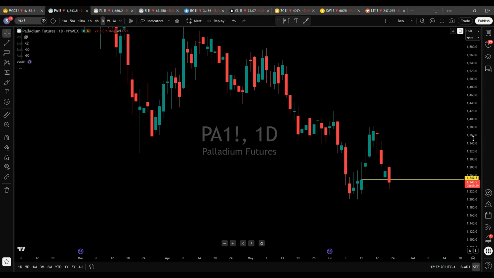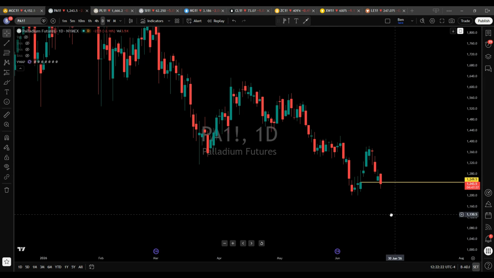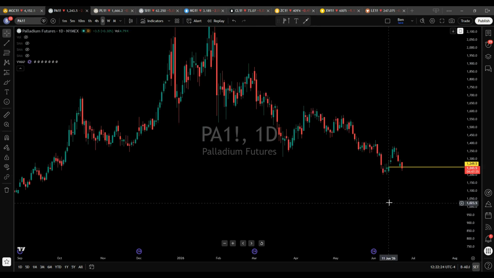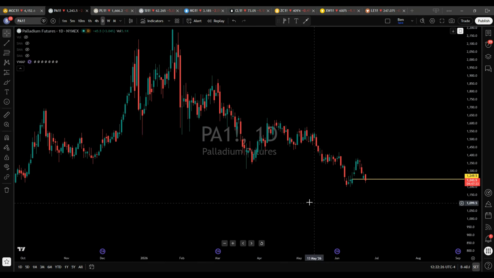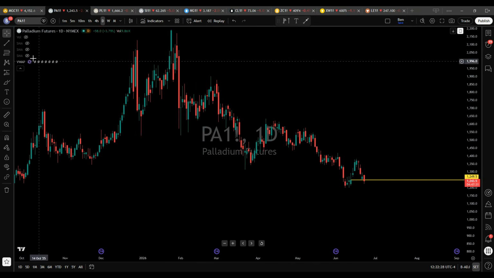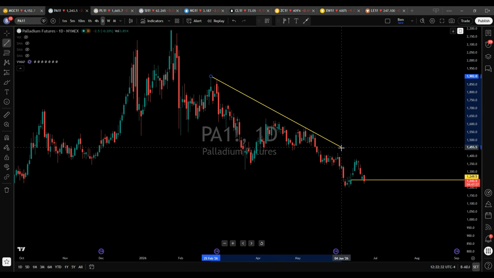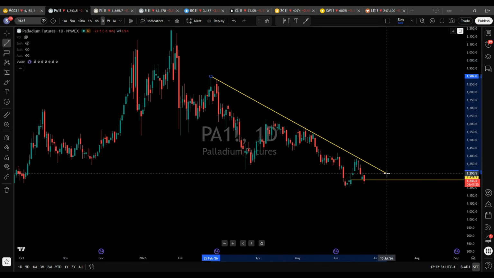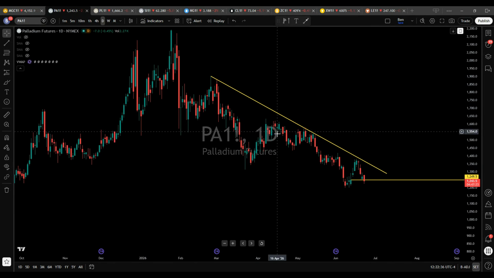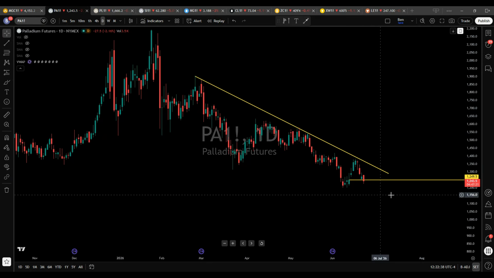Palladium PA1. So we're getting a similar downtrend as gold. Downsloping trend line. What we're going to do is connect this pivot top through this secondary pivot and look at all this price consolidation. As you can see, Palladium is still staying really, really weak as well.